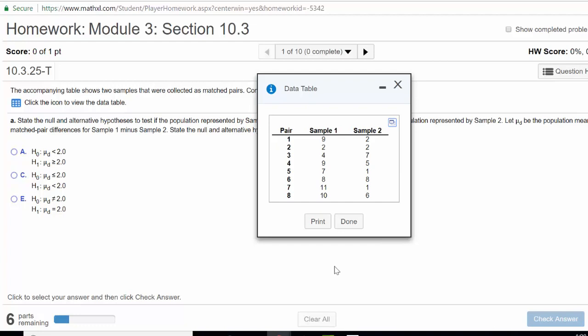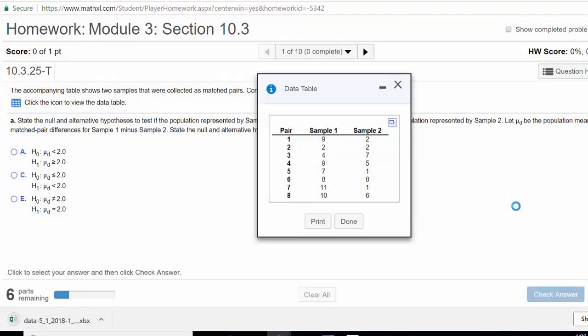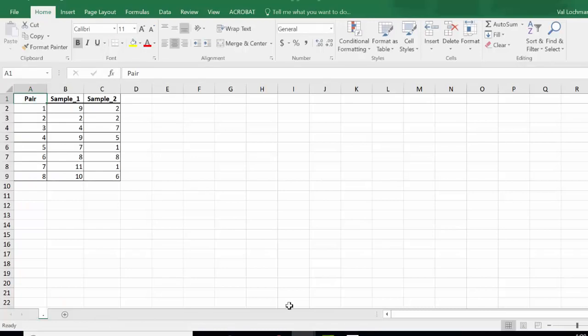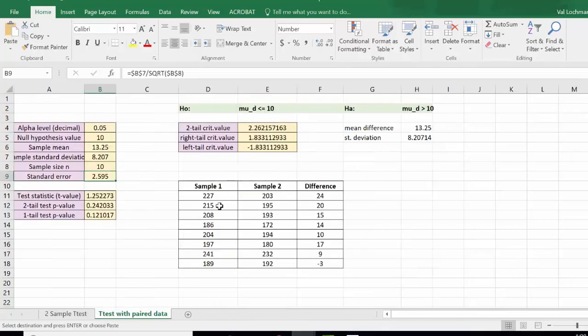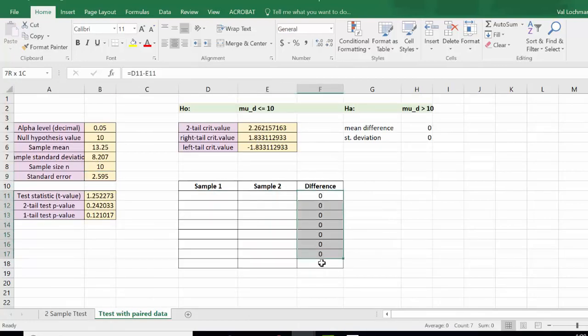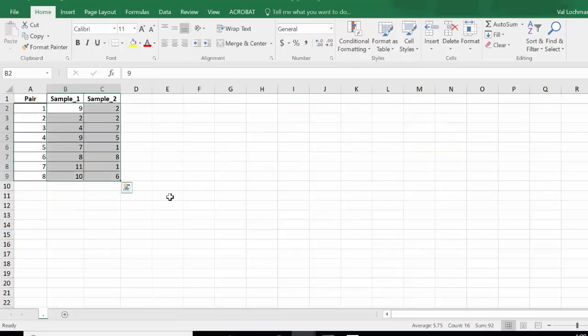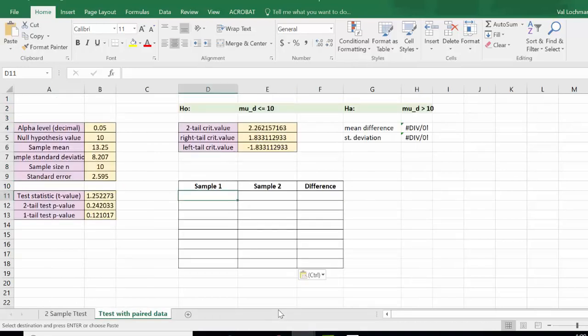Okay, so what we're going to do is the following. We're going to click over here and open your data in Excel so you don't have to retype it. I'm going to highlight my values and copy them, and then paste in this file that you can download on Blackboard. Let's delete everything that's already here. Let's do it again. Here we go.